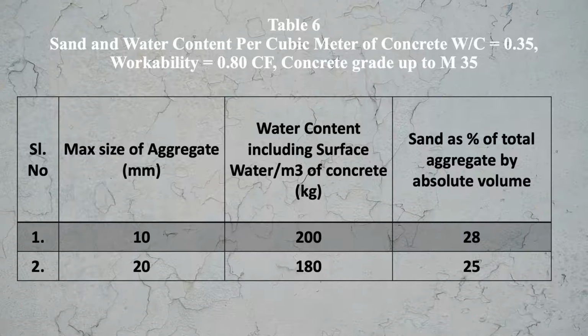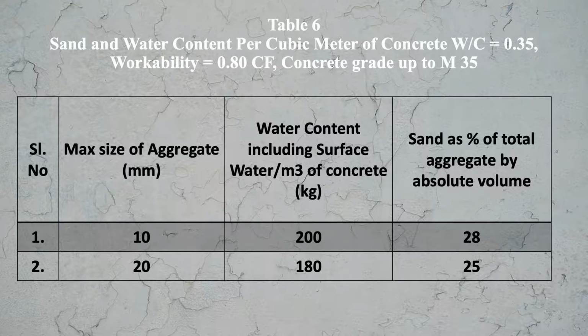Here in table 6, which is for high strength, as I told you earlier, the same similar thing as given in table 5, but table 5 is for medium strength, table 6 is for high strength. Again here for maximum size of aggregate, water content and sand percentage are given.